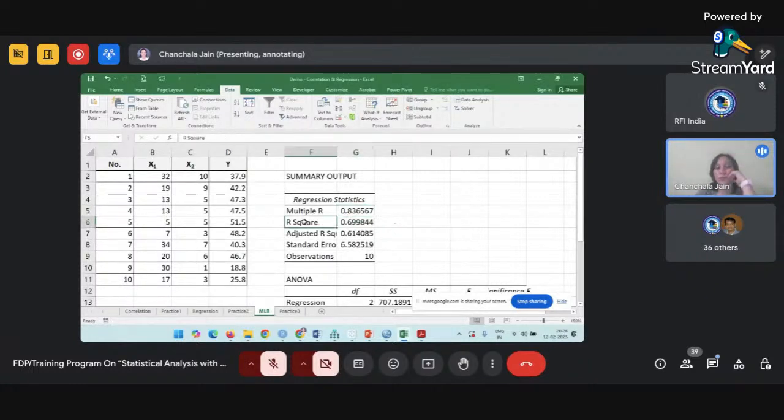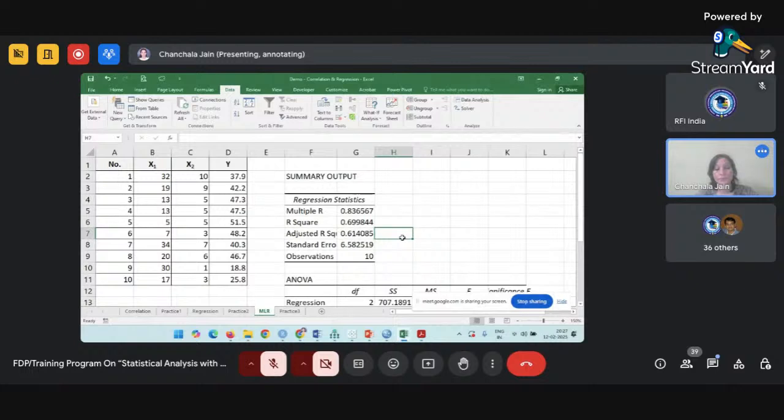Then talking about R square. This is, I think, as I said, we will not report. This is a case of multiple linear regression. Instead of this, we need to report this. Always your adjusted R square will be lower than your R square value. It will always be, right? You can see this is indicating 61.4% variation in Y will be explained by X1 and X2 simultaneously, right?